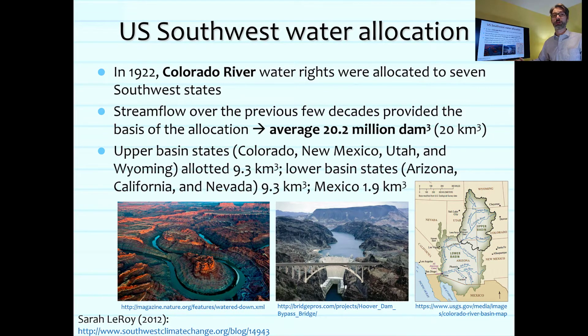To allocate the water, they needed to know how much was available. And so stream flow over the previous few decades provided the basis of the allocation. They thought they had an average of about 20.2 million cubic dam, which is about 20 cubic kilometers. The upper basin states were allocated almost half of it, the lower basin states almost half, and Mexico got about 10%. Okay, so this is the set of basins, the upper basin, lower basin, and the portion that comes from Mexico.